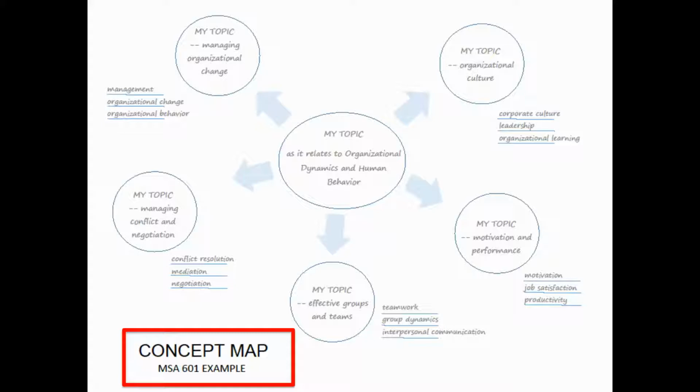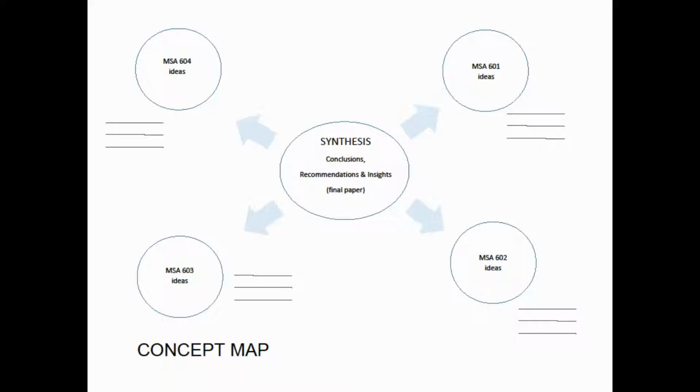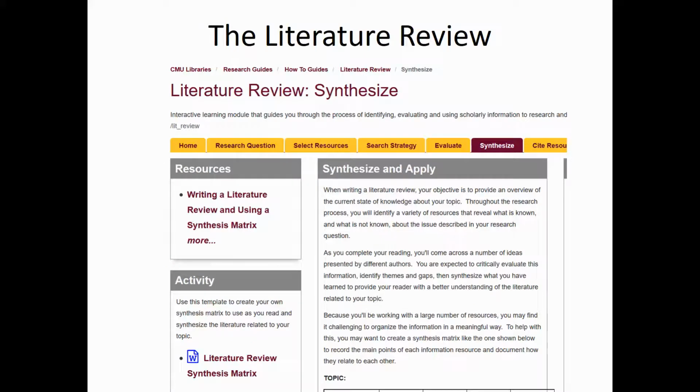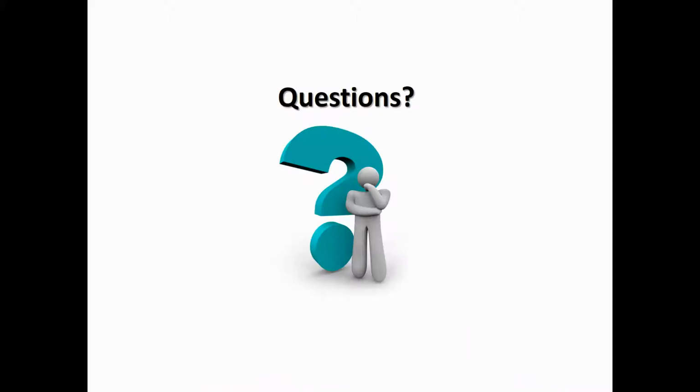human resource management. For the last paper, the synthesis, conclusions, and recommendations paper, you would take all of the ideas from the 4 classes, combine them, and analyze and write your paper. And on the literature review guide, there's also a synthesis tab to show you or instruct you on how to synthesize and apply all of your topics. Let's see how it works.